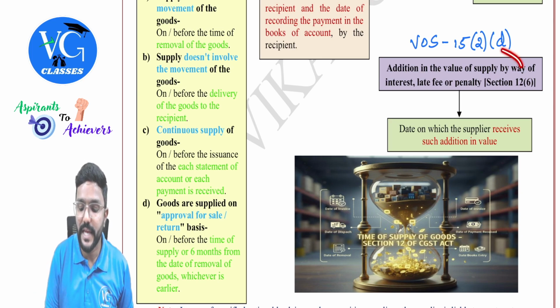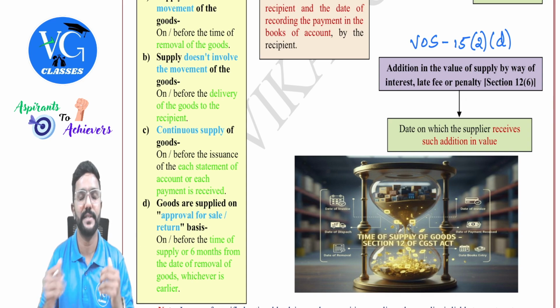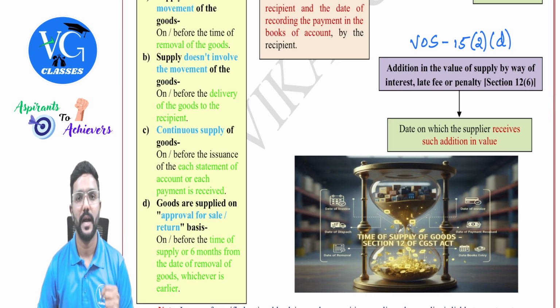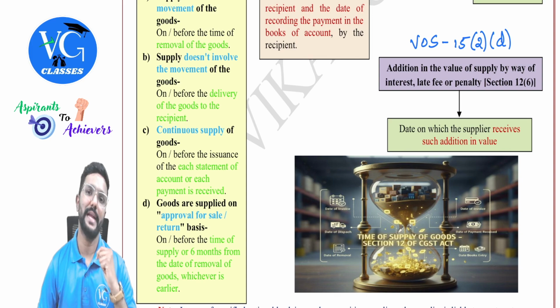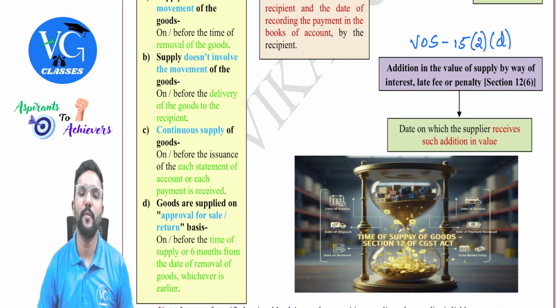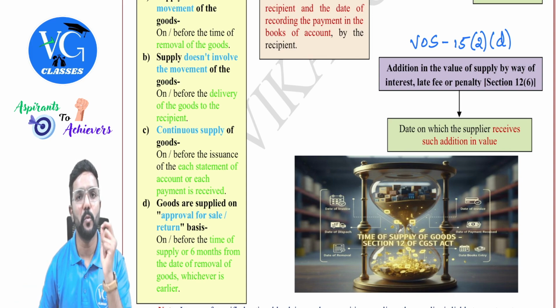So if there is any additional amount, then there will be two different times of supply. For example, assume I have supplied goods to you for 1 lakh rupees. I have told you to pay 1 lakh within 1 month. If not, you have to pay 5,000 additional interest. You didn't pay within 1 month, so you paid me later. So you are totally paying me 1 lakh plus 5,000, 1 lakh 5,000.